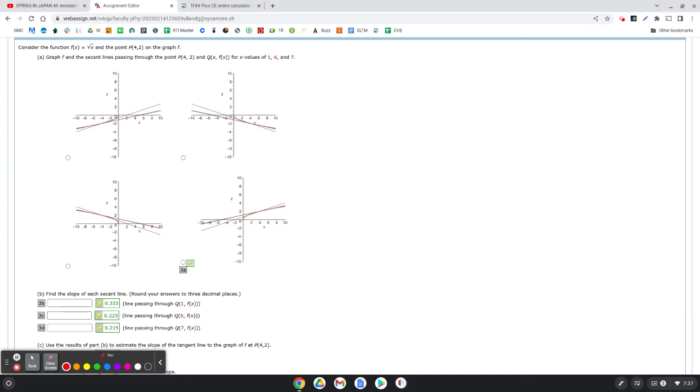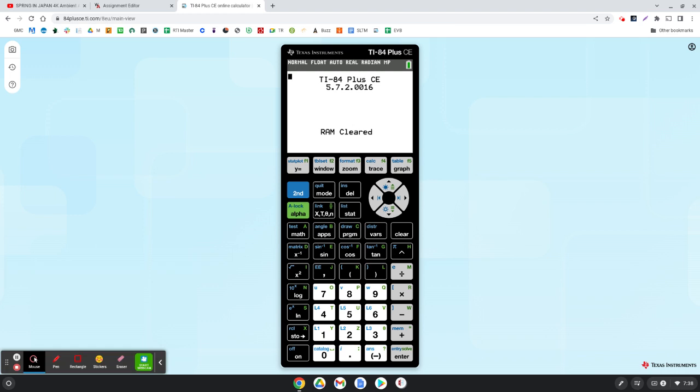I've been helping a lot of people with this, so I figured we should probably do it together, put it on Schoology. So, look, it says graph it, and then graph the secant lines passing through this point and those points. So let me try to help you a little bit. Let's put this graph into our graphic calculator.